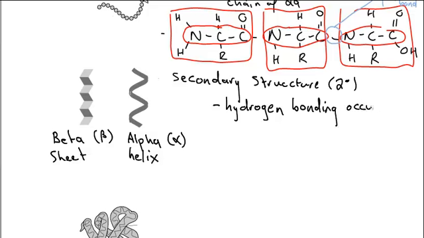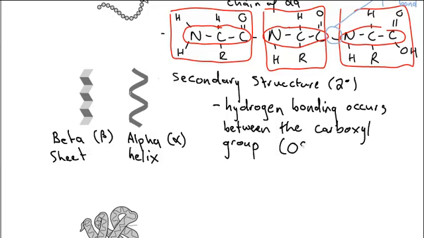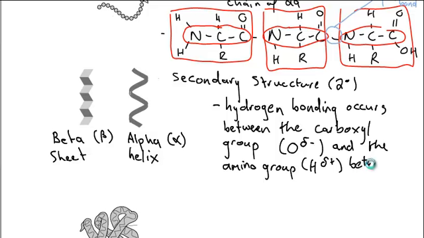Hydrogen bonding occurs between the carboxyl group, which has an oxygen with a slight negative charge, and the amino group, which has a hydrogen with a slight positive charge, between amino acids along the chain.